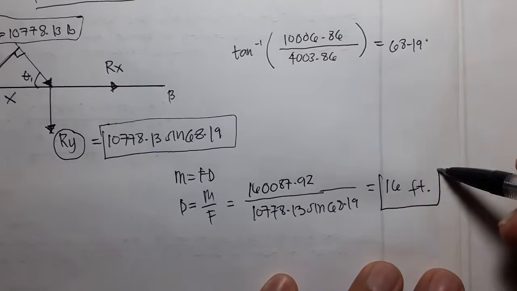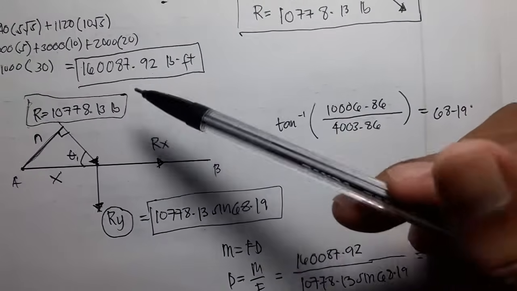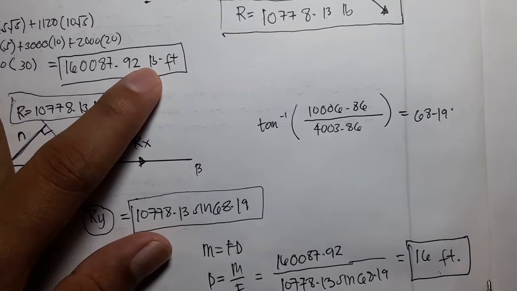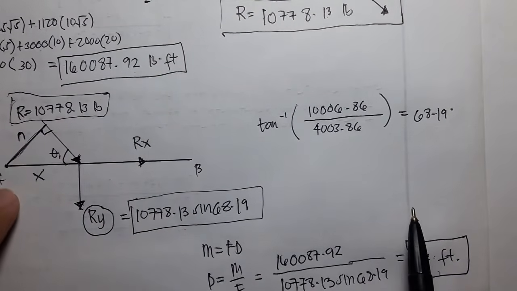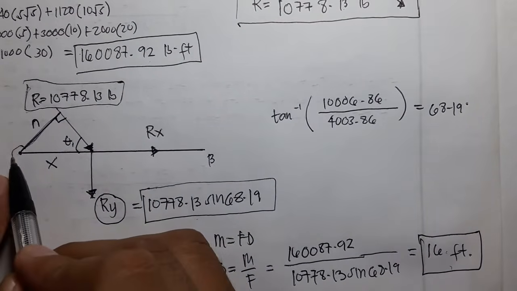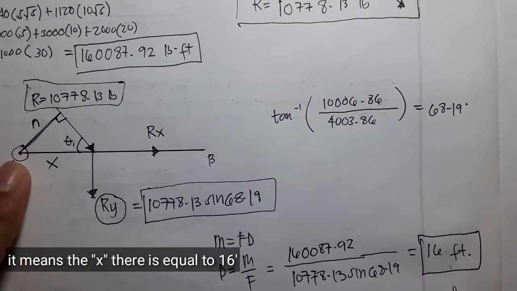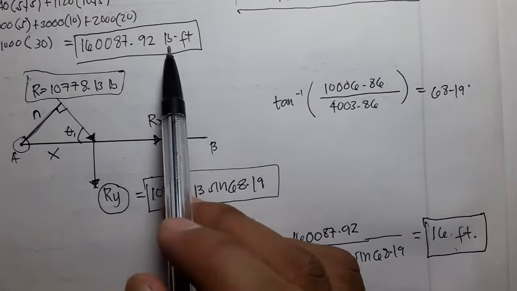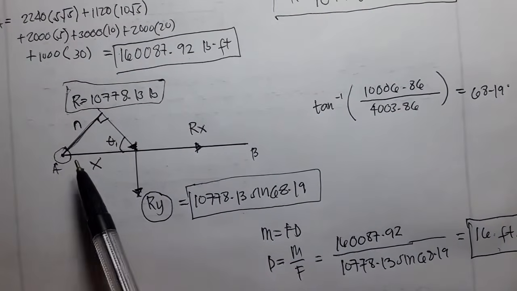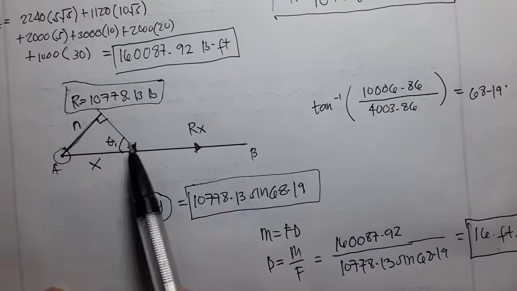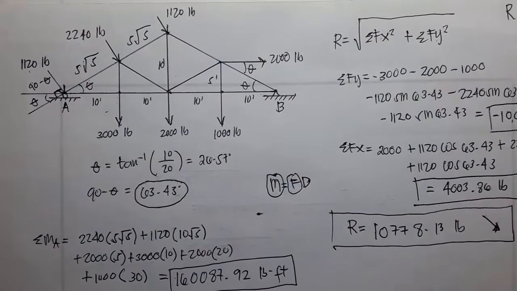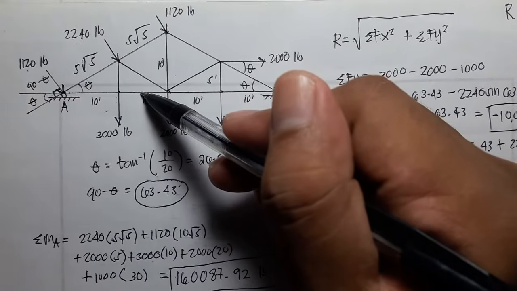So again, if we have a positive moment, then this 16 feet is to the right of where we sum up moment. So this 16 feet is to the right of point A. That is the condition if we have a positive moment. If the moment is negative, then this 16 feet is to the left of A, so it is out of this truss. So basically the resultant is 16 feet to the right of A.